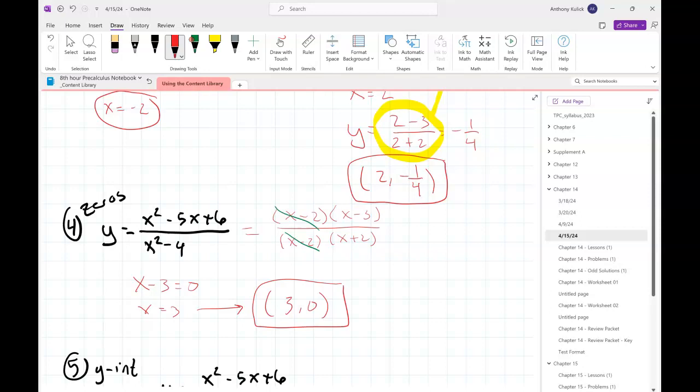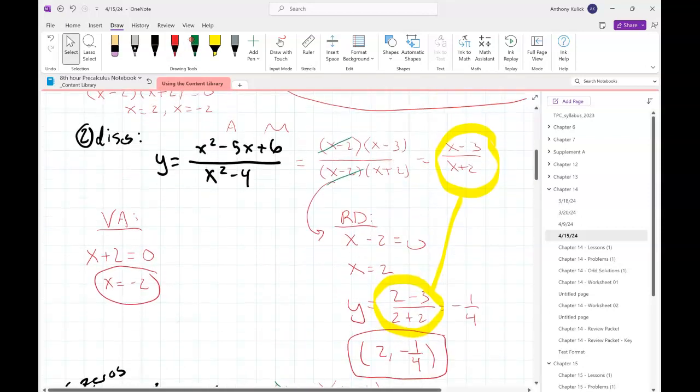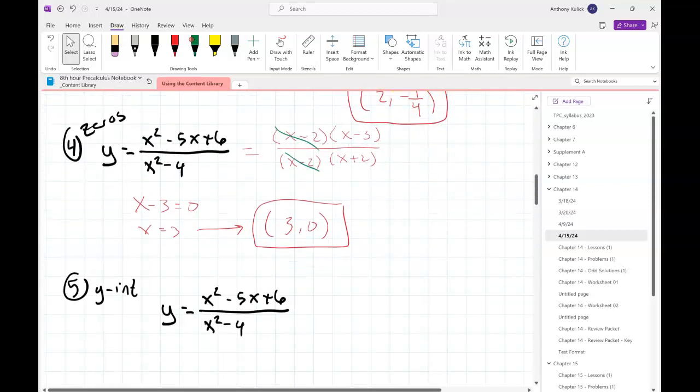Jacob. It's just the reduced denominator. The numerator doesn't matter for the vertical asymptotes. Yes? Can you say the 0 again? Reduced numerator set equal to 0. So far, so good.